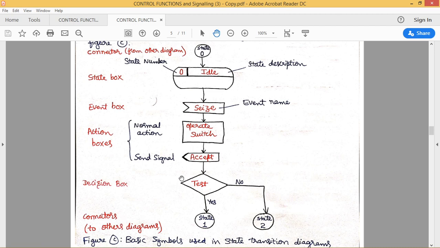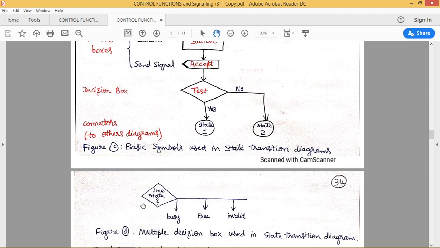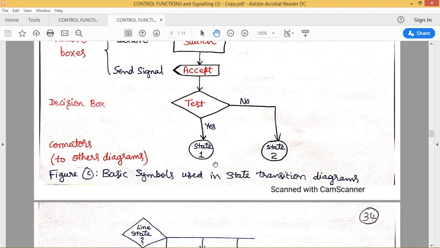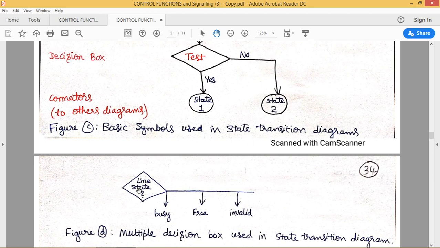So it is possible to have multiple decision boxes. As we can see here, this figure shows the multiple decision box, where depending upon the line state it can go to different states, whether it is busy or whether it is free, or the line state itself is invalid. So depending upon that we can have different states or different directions. So that is what multiple decision box is used for in a state transition diagram.